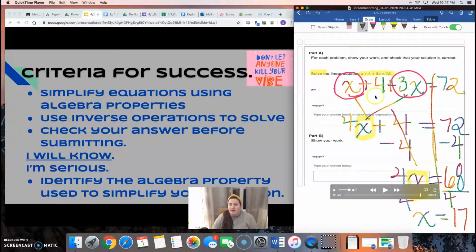And then we brought down the constant because it's the same as up here. We didn't alter it. We didn't change it. And then we copied down the equals and the 72. And then we got right into the inverse operations.